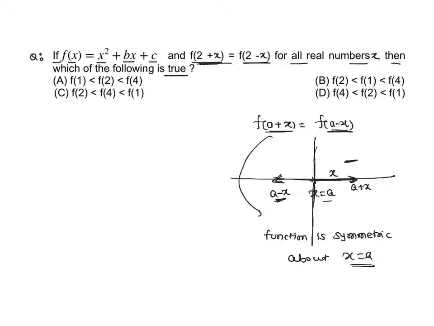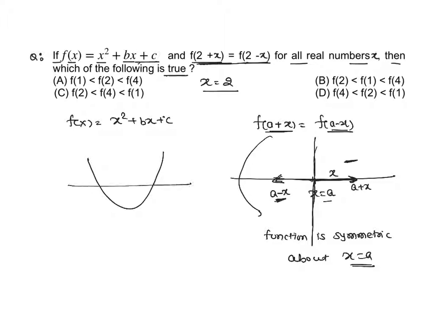So now according to this problem, this function is symmetric about x equals 2, and we know f(x) is a quadratic, x square plus bx plus c. The graph of a quadratic is always symmetric about x equals minus b by 2a. So minus b by 2a equals 2.